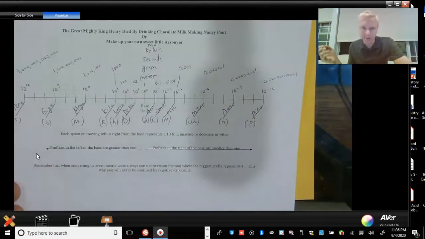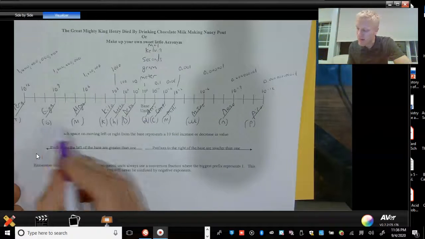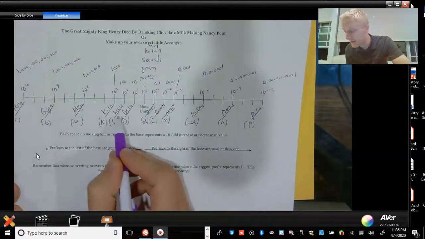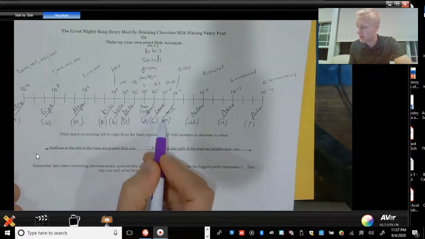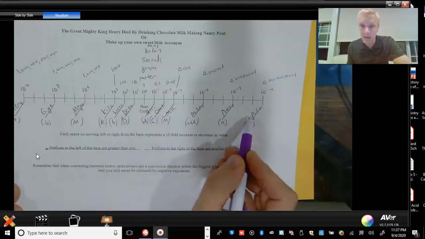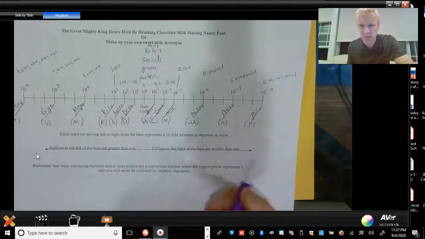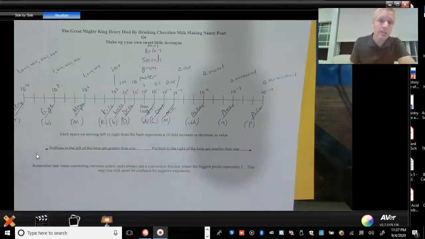How do you add these other three? Well, we could say the great mighty King Henry died by drinking chocolate milk, making Nancy pout. You could say puke, but someone one year didn't like that, so I switched it to pout. Or you can make up your own. As you can see right here, it says make up your own. The great mighty King Henry died by drinking chocolate milk, making Nancy pout. It's the one that I'm going to be using over and over again.